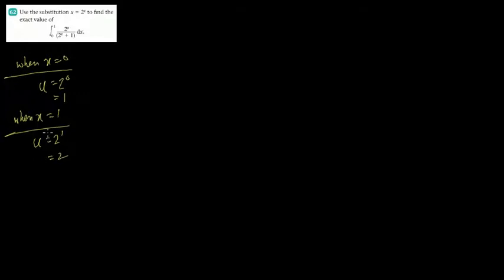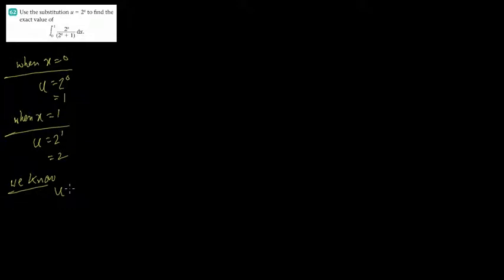So substitution, we have to substitute the limit. When x equals 0, then u equals 2 to the power 0, which is 1. When x equals 1, the upper limit of the integral, then u equals 2 to the power 1, which is 2. So we have the limits. Now the derivative.